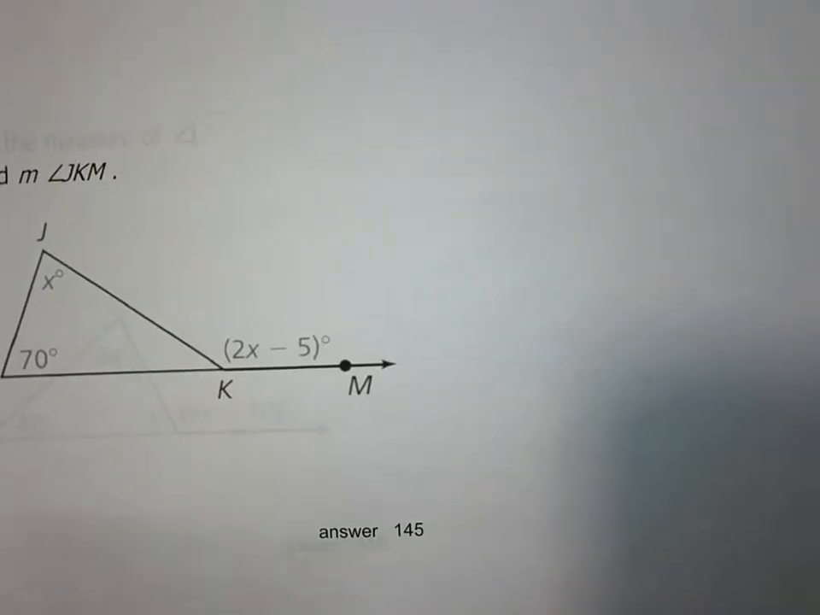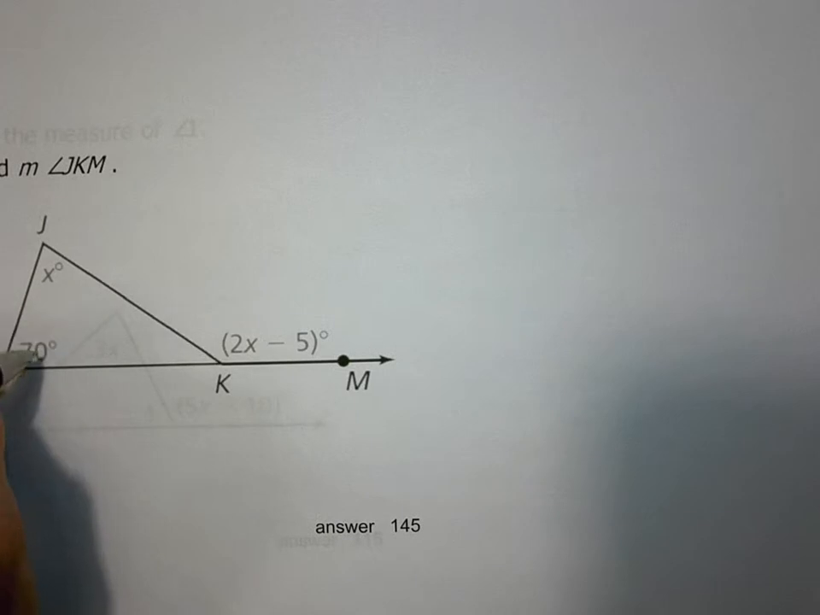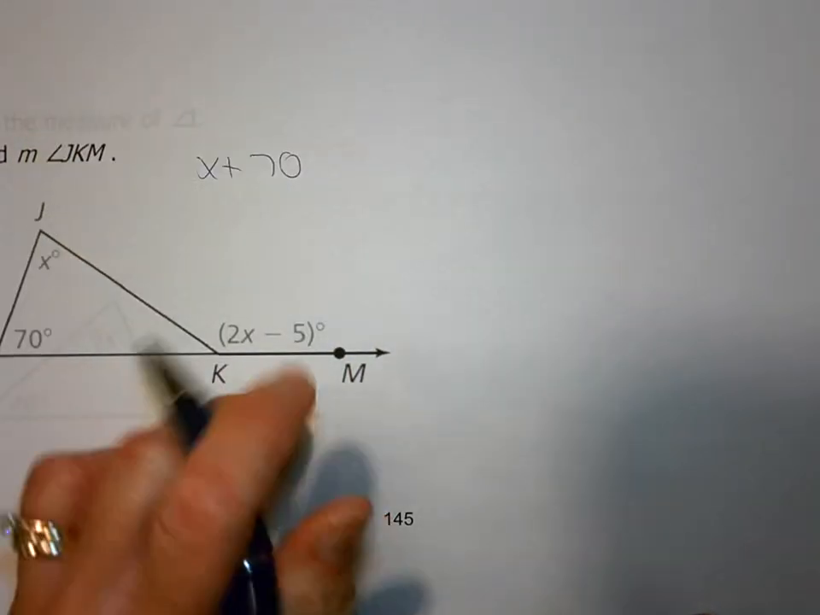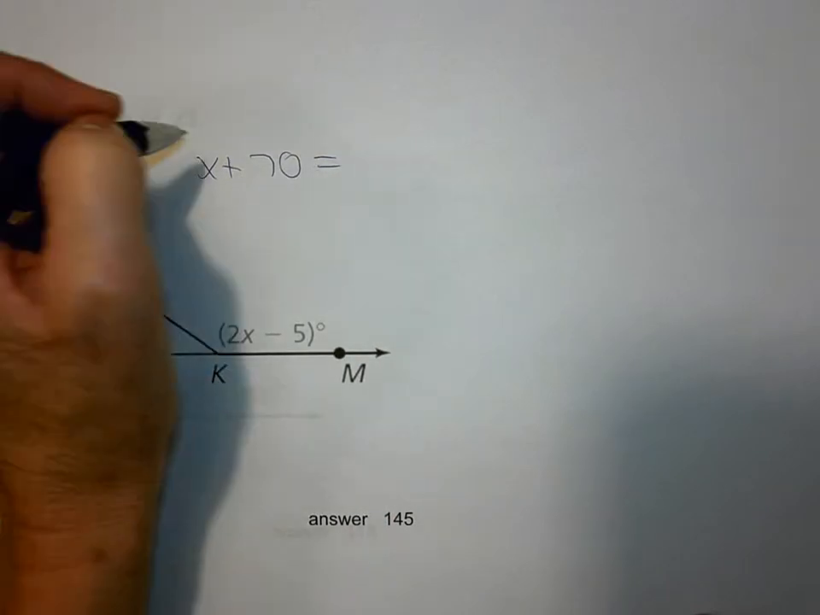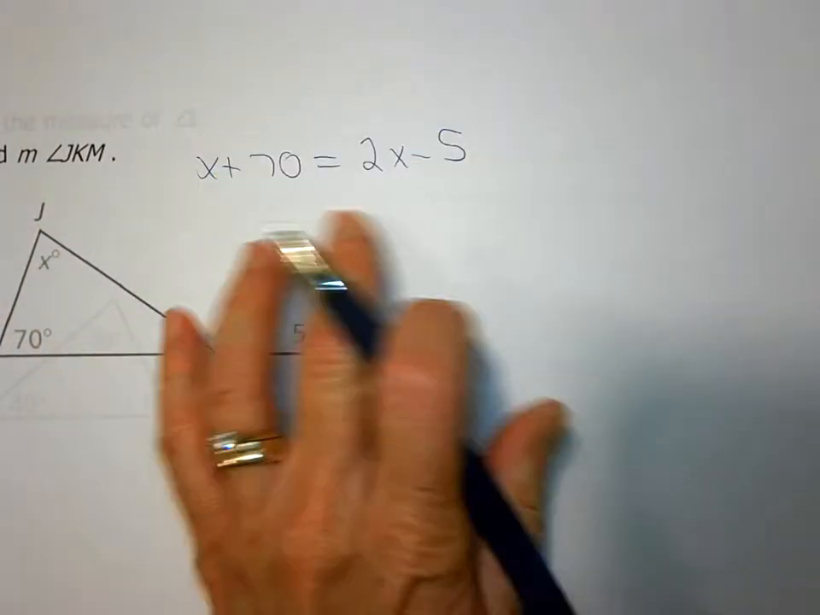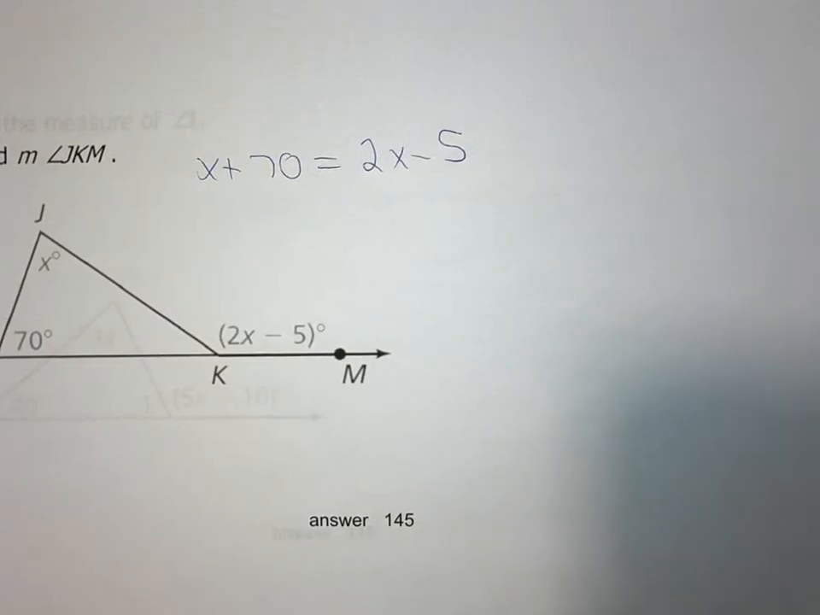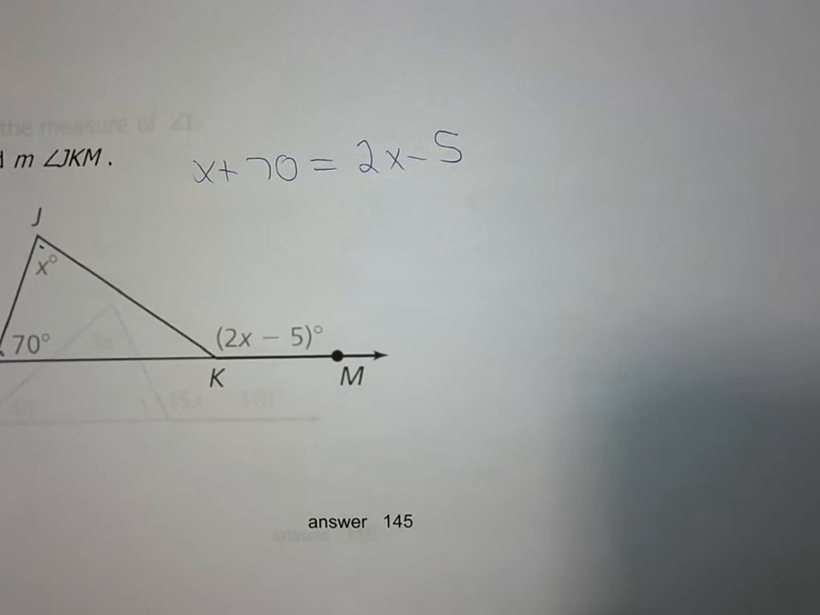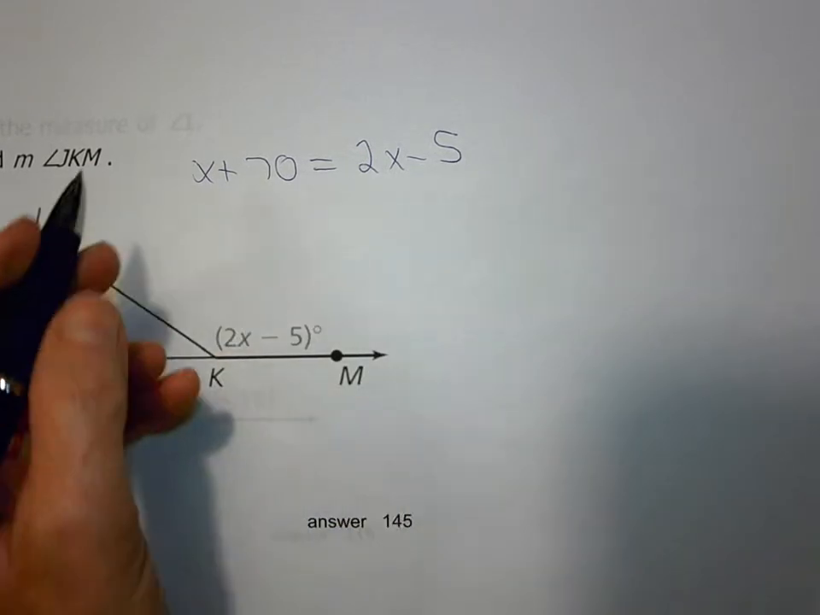So two insides equal outside, but it's the two insides that are not adjacent to the exterior. Okay, so of course they're going to make you do algebra. So in this case we have, these are our two interior angles. So x plus 70, that's my exterior. So two inside angles have to equal outside. That's why we practiced with x's on both sides to solve. So inside angles have to equal outside angle. So x plus 70 equals 2x minus 5.